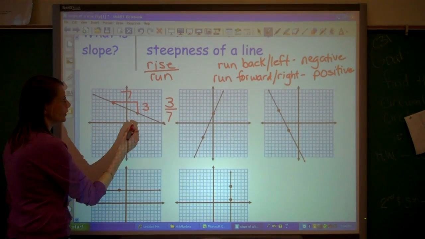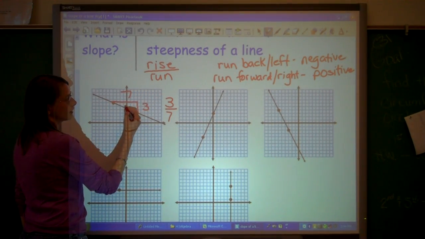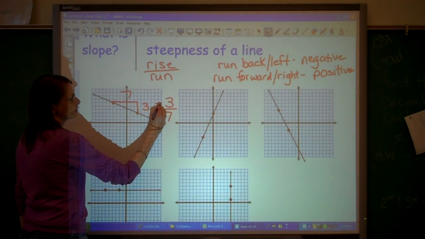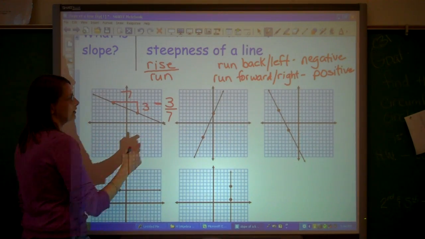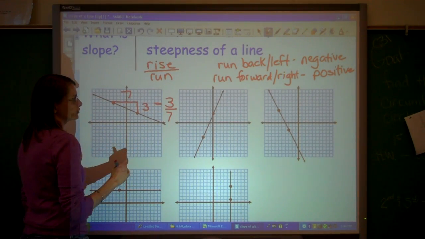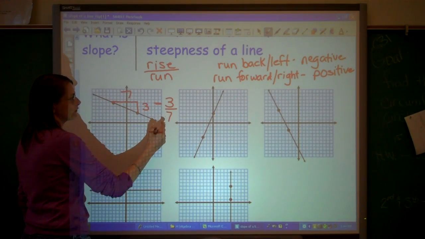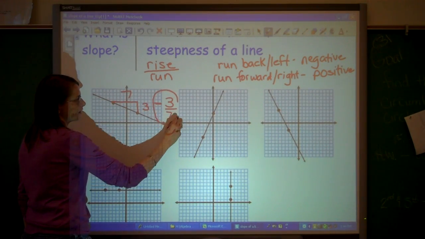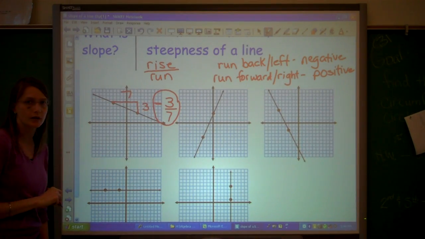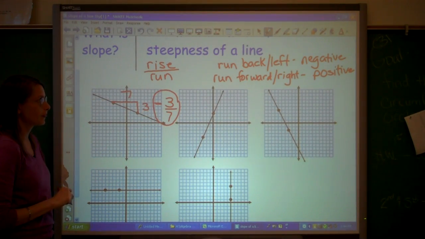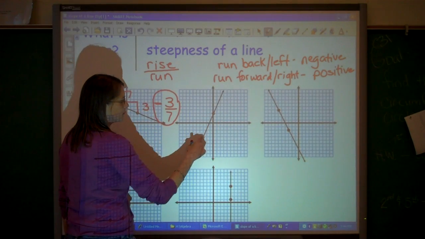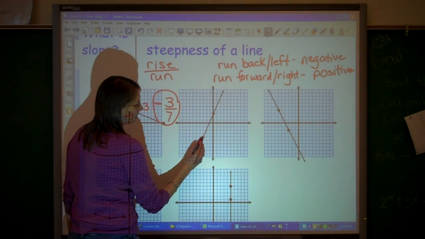So for this first one, I ran back or to the left, so this is a negative slope, so I put my negative sign in front, and this is just like a fraction, and I check to make sure can I simplify it. And because 3 and 7 are both prime, I cannot simplify that fraction, so my slope is a negative 3/7.